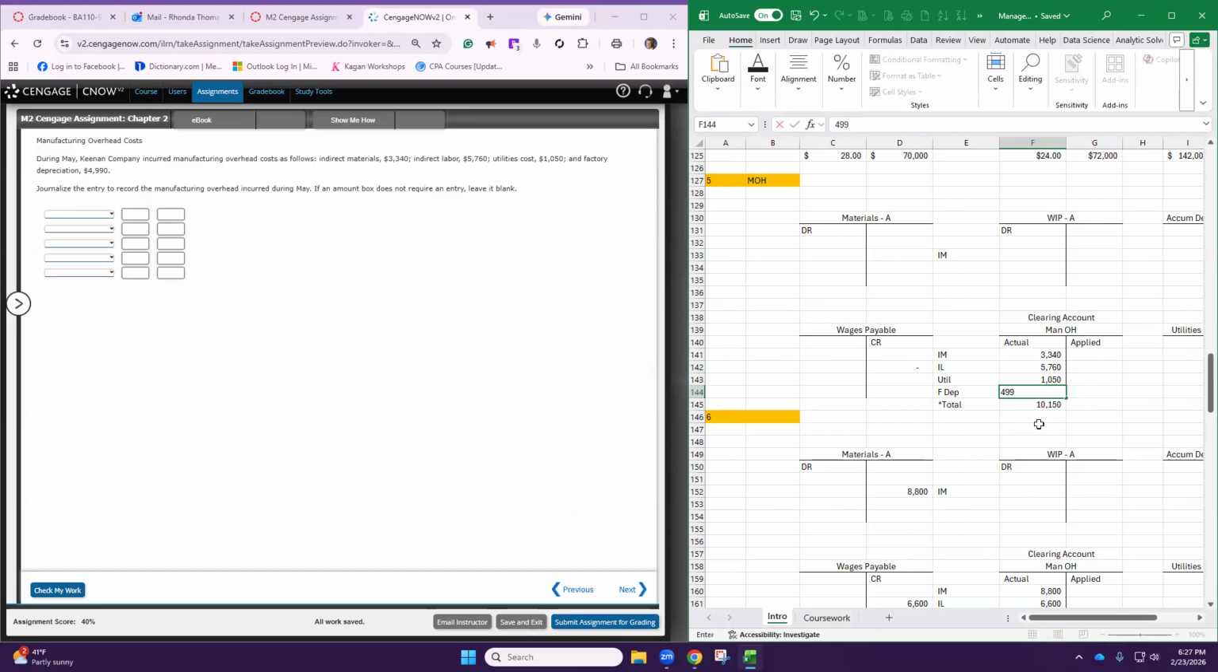And then depreciation for the factory. And then you're going to want to come up with a total of that manufacturing overhead. These are all debits.